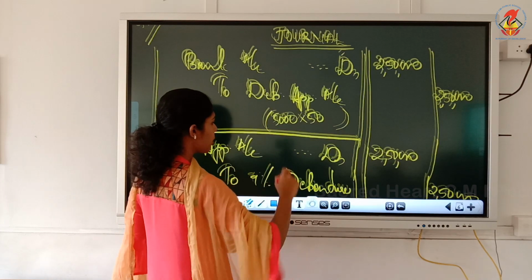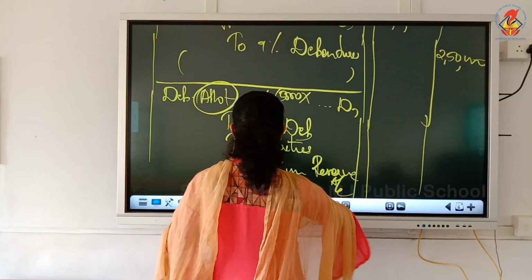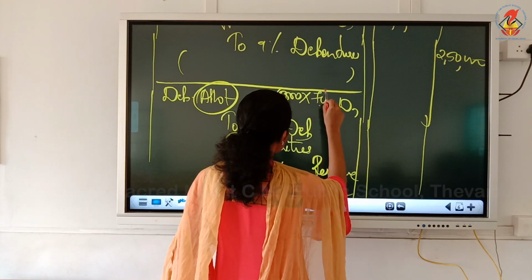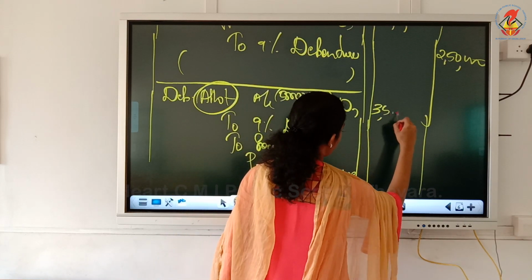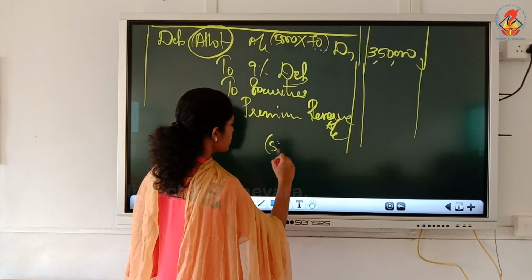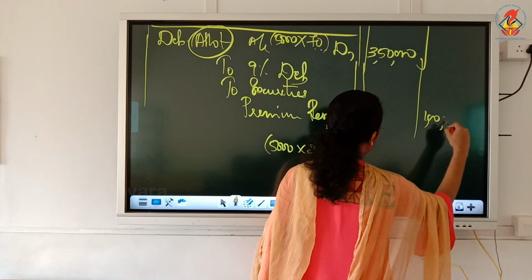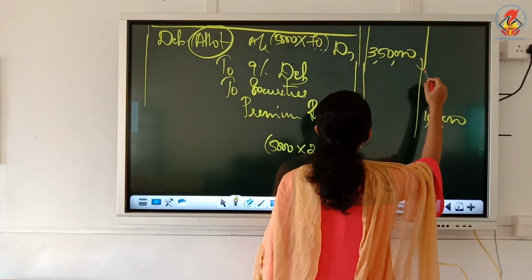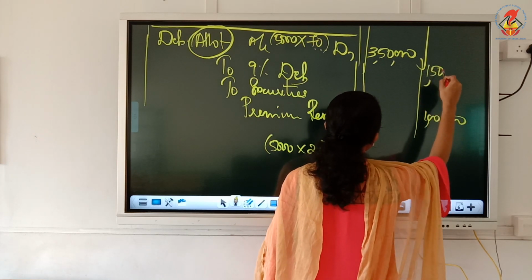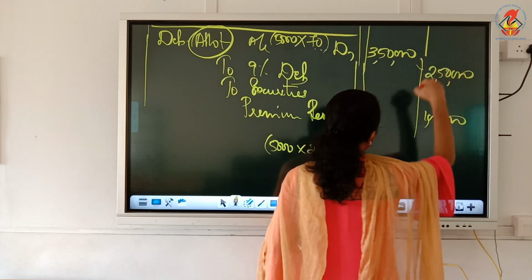Entire amount you are collecting, so it's including premium. So it is 5,000 into 70. So 3,50,000 you have to write here. Then for SPR, it is 5,000 into what is your premium? 20. So it is 1 lakh, and the balance you can write for 9% debentures. That is 2,50,000. Okay.